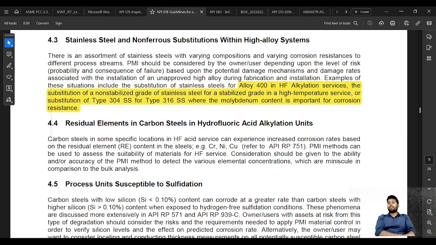This is based upon the potential damage mechanism and damage rates associated with the installation of unapproved high alloy during fabrication and installation. Examples include substitution of stainless steel for alloy 400 in hydrofluoric alkylation services, substitution of a non-stabilized grade of stainless steel for a stabilized grade at high temperature services, and substitution of type 304 SS for 316 SS, where molybdenum content is important for corrosion resistance. So this can happen, multiple types of stainless steels are available, and if you substitute either of these, then some consequence will be there.